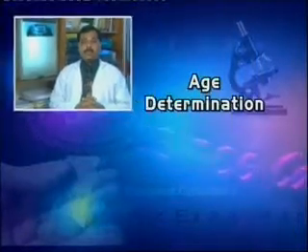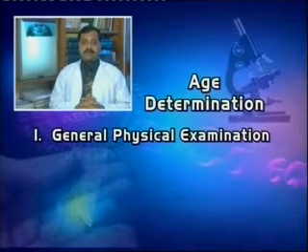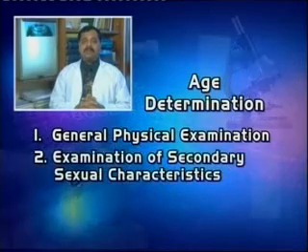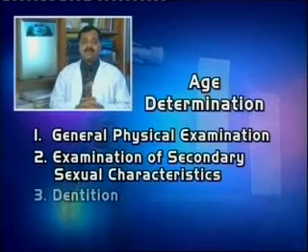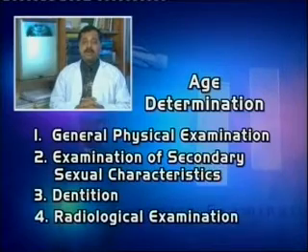According to the ITPA, trafficking of minors is a more heinous offense, and it warrants much more stringent punishment. Age determination constitutes 4 parts: general physical examination, examination of secondary sexual characteristics, dentition, and radiological examination.